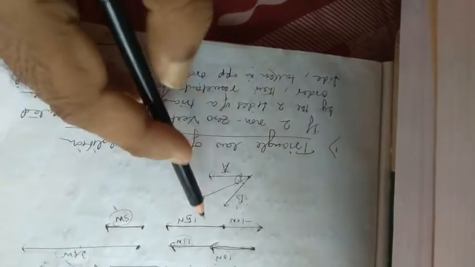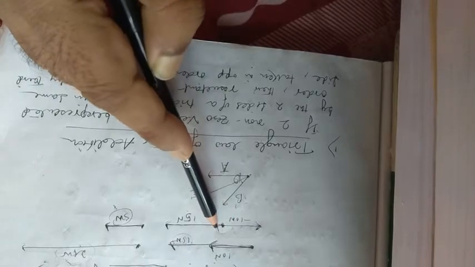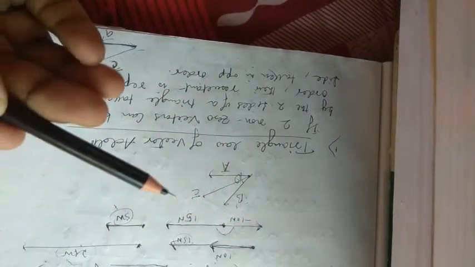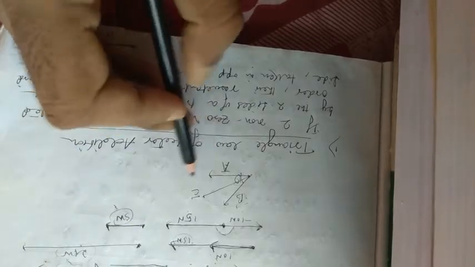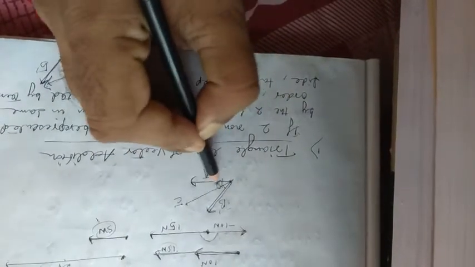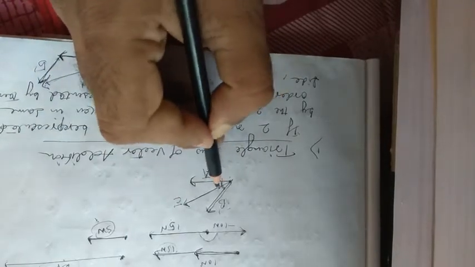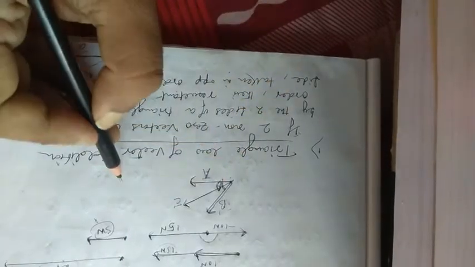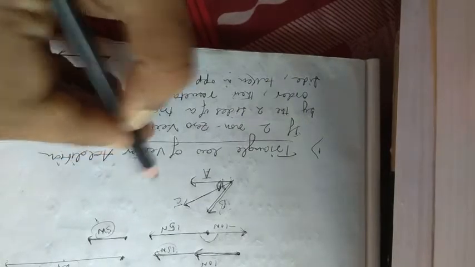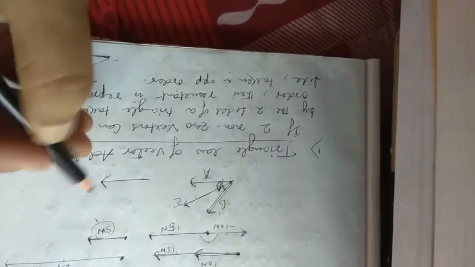Now if the angle between the two vectors does not remain 0 degree or 180 degree, but some other value, 60, 40, then this thing happens: vector A, vector B, and the resultant C lies somewhere in between them. The angle between the two vectors is theta. Now we can draw this in two ways. One is the triangle law of addition, another is the parallelogram law of addition.